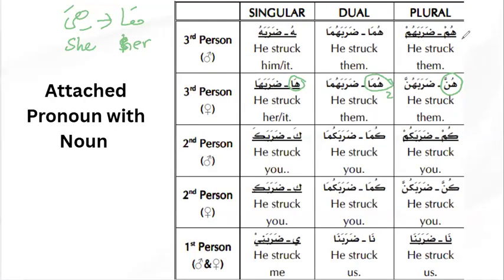What is the difference between darabahum and darabahunna? What is the difference between the two? The translation is the same. He struck them, he struck them. How, as an Arabic student, do you know the difference between darabahum and darabahunna? Because the translation is exactly the same. Gender. Gender, which is not obvious in the translation, but it is obvious in the Arabic language. You know darabahum, that he struck a group of men. Darabahunna, he struck a group of women. Is that clear?